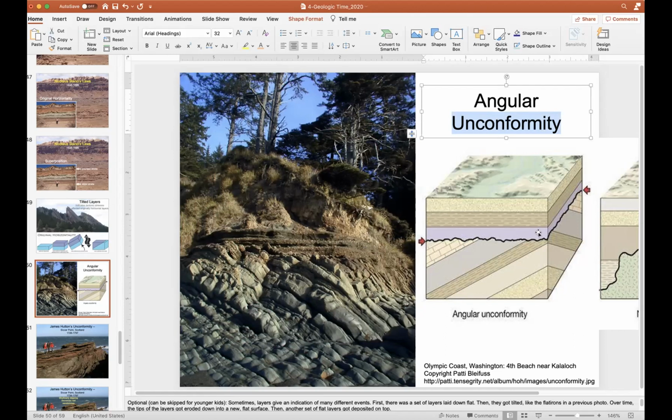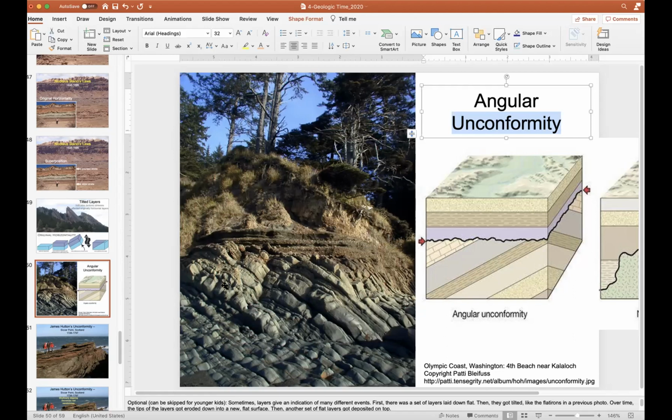So in this example, you see tilted layers. The first thing to have happened was that they were deposited. Here's the oldest one, there's the youngest one. Originally, they were horizontal. So after they were deposited, they had to experience tectonism to be tilted. And then we see horizontal layers on top.